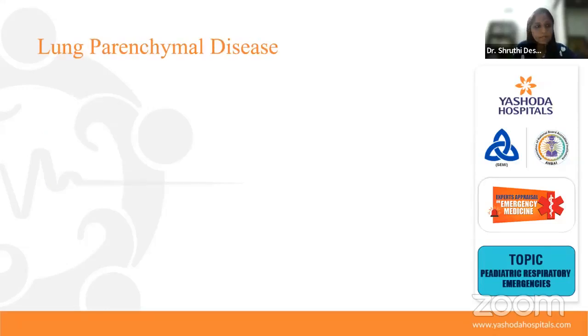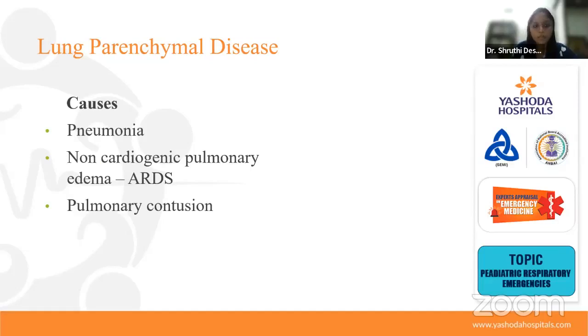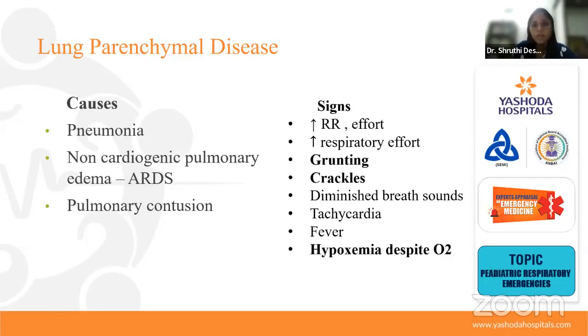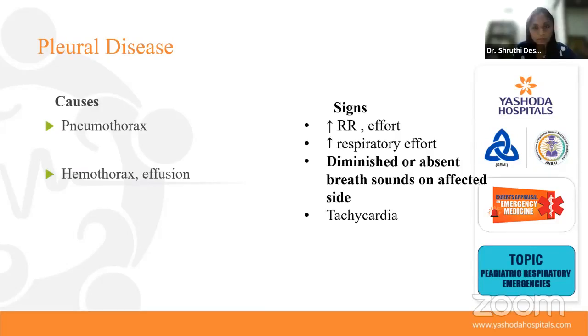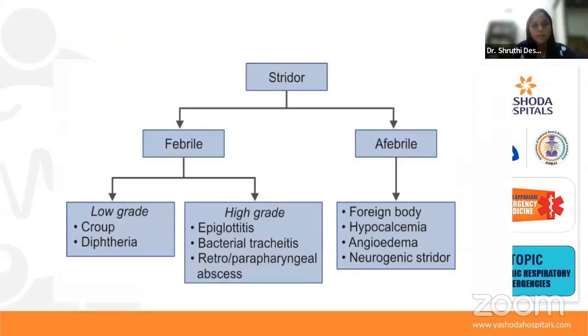Coming to the lung parenchymal disease, the causes mainly are pneumonia, ARDS, and pulmonary contusion. The signs specific to lung parenchymal disease are grunting, crackles, diminished breath sounds, and fever in cases of pneumonia. Coming to the pleural disease, the most important causes are pneumothorax, hemothorax, or pleural effusion. And the most specific finding is diminished or absent breath sounds on one side. So these are a few signs pertaining to the level of obstruction, as well as any lung parenchymal disease or any pleural disorders.